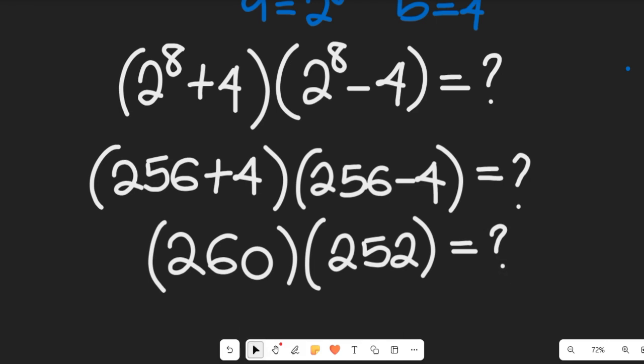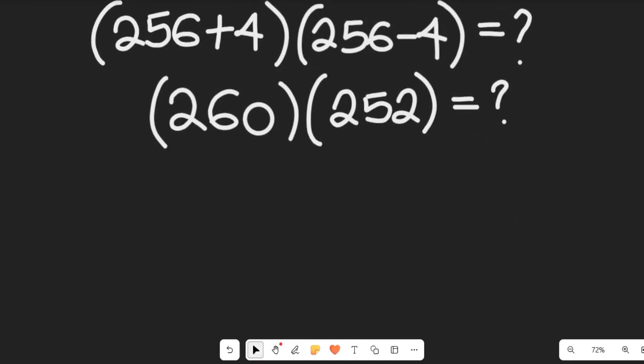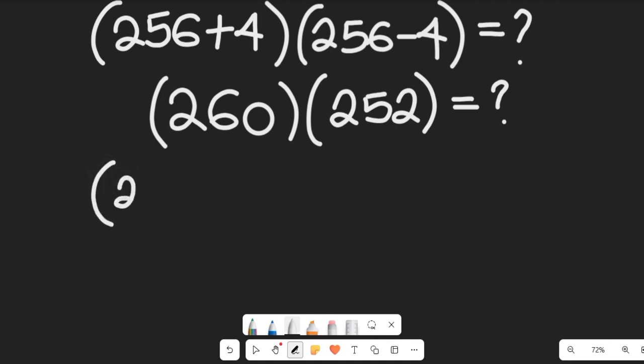Now, multiplying these two expressions can be very large, but we are going to make it simpler by still using something similar to an algebraic expression. From this expression, I can say 260 is equal to 250, right? 250 plus 10.